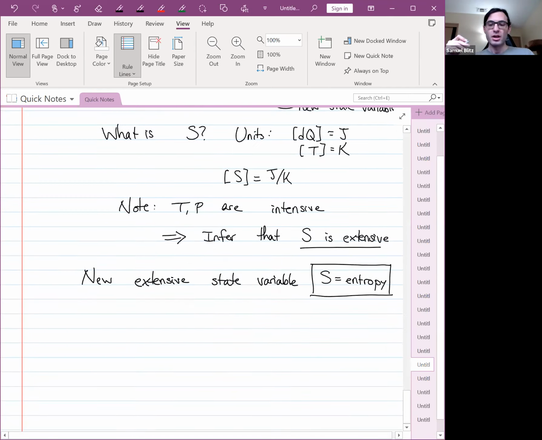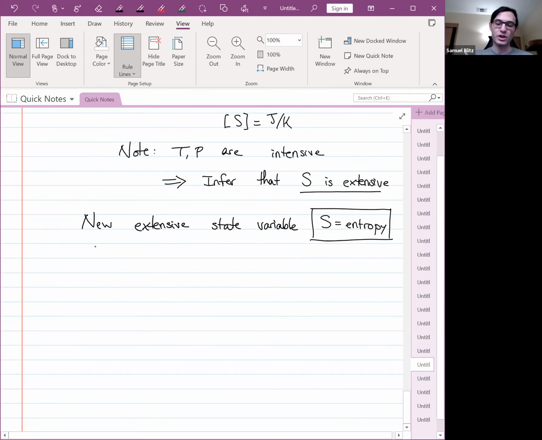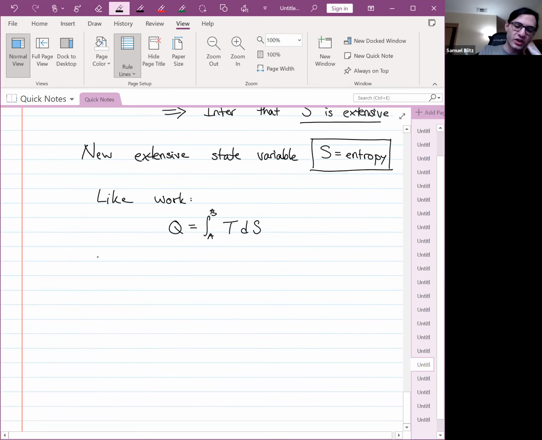Now, if it's true that Q can be written this way, then just like work, we could write what the total heat transfer is during a process. Q would be an integral from A to B of T dS, just like how work is an integral from A to B of P dV. Now, we haven't done this before, but we can turn these equations around.